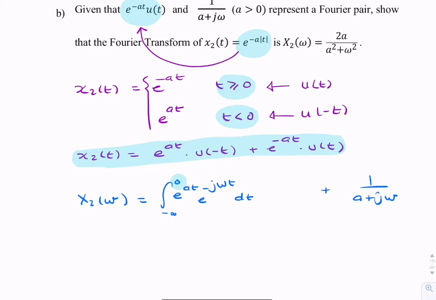Now, if we employ a change of variable, if I say v equals minus t, I can then rewrite that as a function of v. I can say it's e to the minus av times e to the minus j omega v.